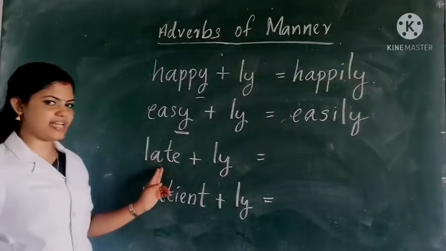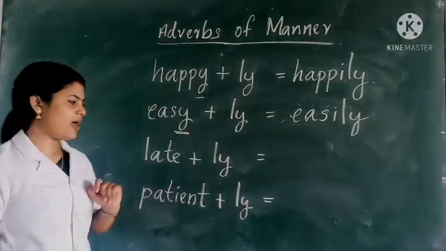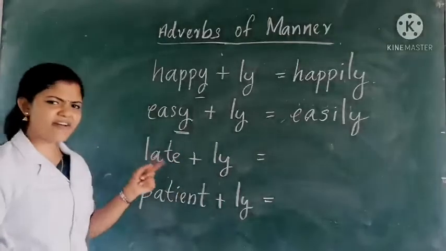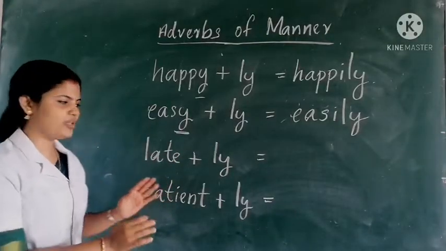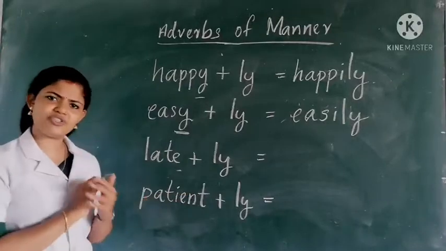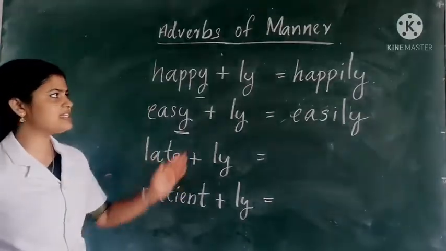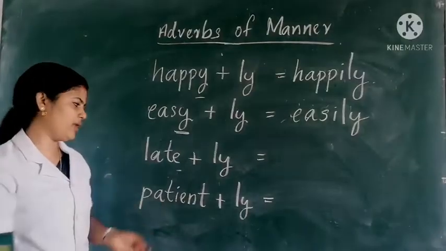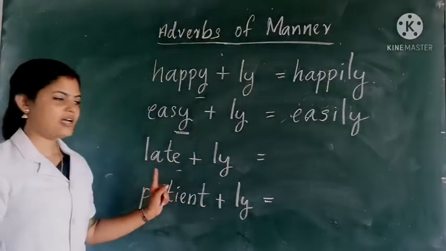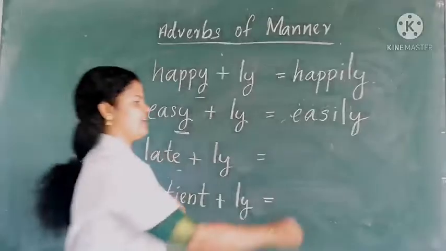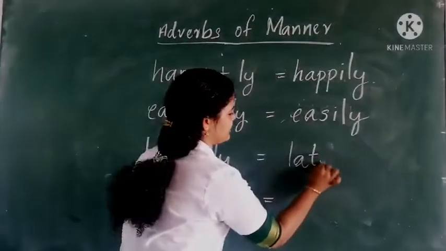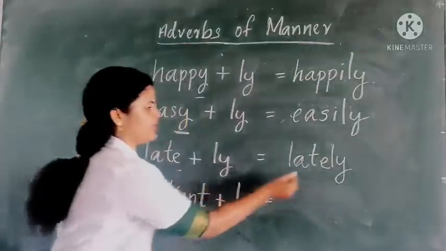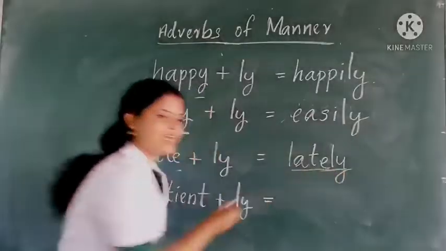Next word is late. Late plus ly. How does it become? Yes, it will become lately. Do we have to change the spelling? No, the ending letter is e, so we should not change. If the ending letter is y only, we have to change it into i-l-y. Okay, so late plus ly, lately, L-A-T-E-L-Y. So the word never changes. Late plus ly, lately.